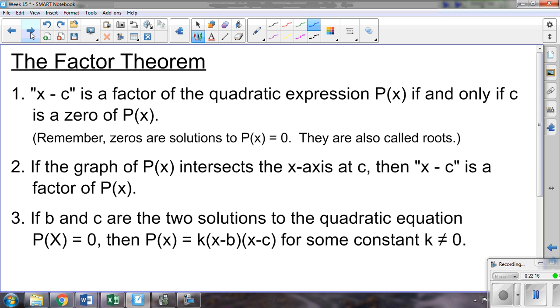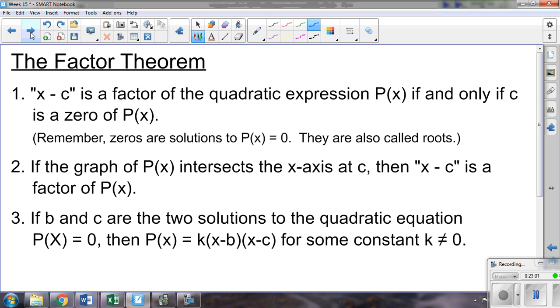Where this really comes into play is the factor theorem. Now, I suggest that you write them down. You can pause the video if you'd like to. Basically, this factor theorem is telling us if you are trying to factor, if you're trying to rewrite your quadratic, you have 3 different ways you can do it. You can use it based on the formula, you can use it based on the quadratic formula, and you can use it based on the graph. All 3 of those are ways of understanding the relationship between factors and solutions.